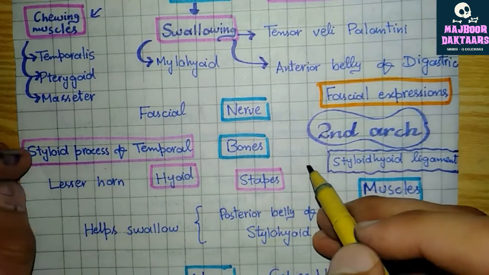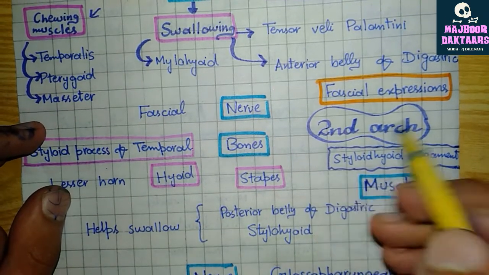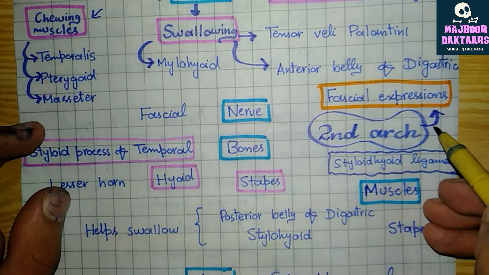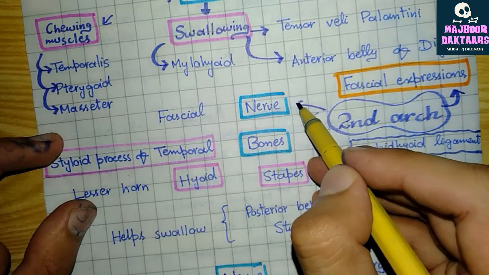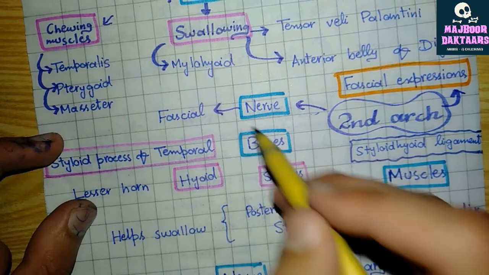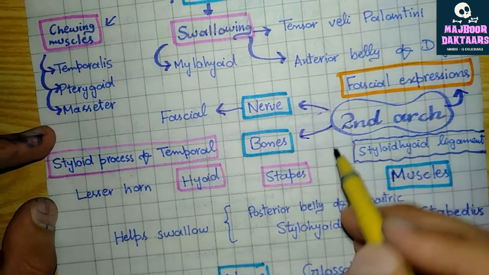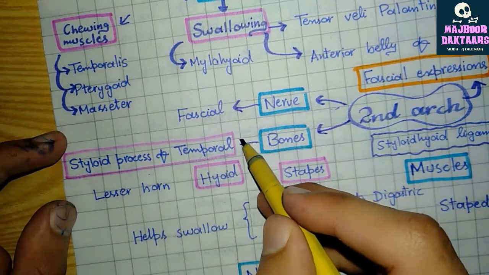Now, moving toward the second pharyngeal arch. The second pharyngeal arch is involved in the formation of facial expressions. The nerve associated with it is the facial nerve. Now, the bones. The second pharyngeal arch bones include the styloid process of the temporal bone.